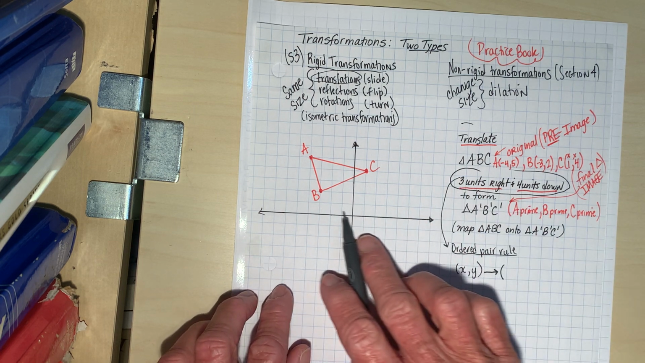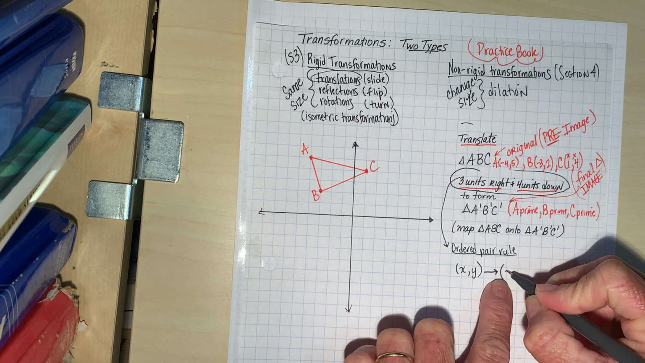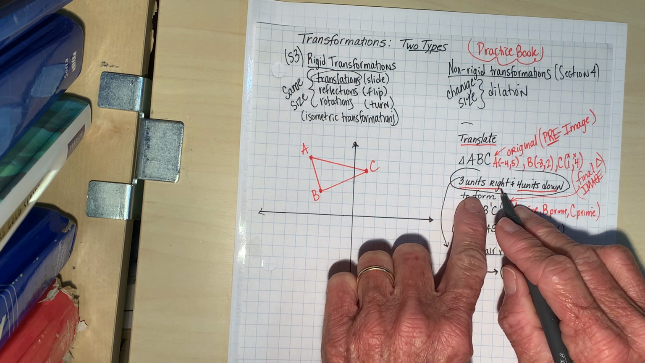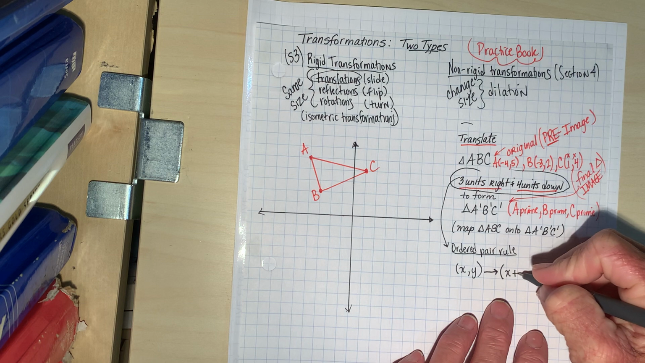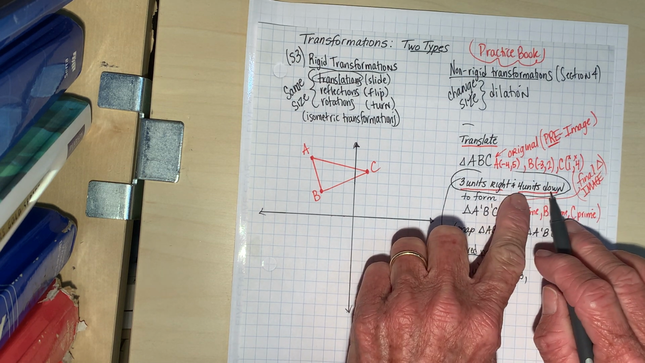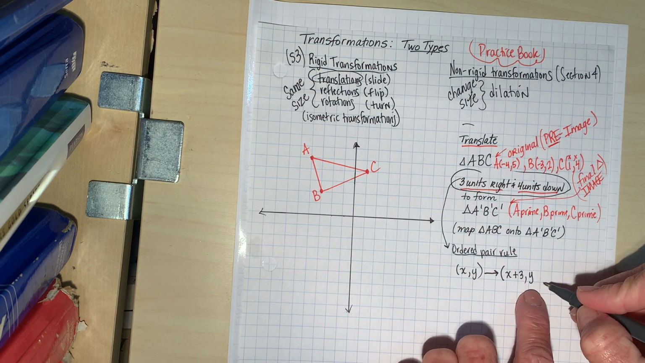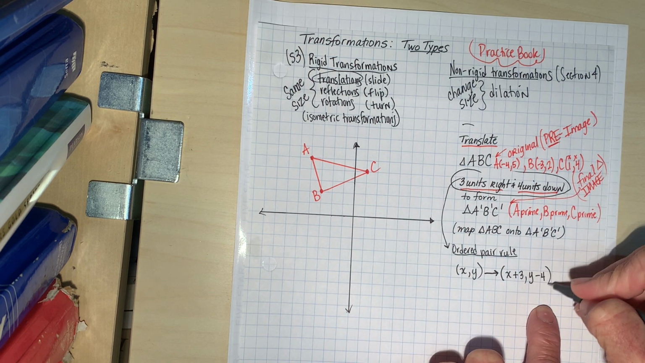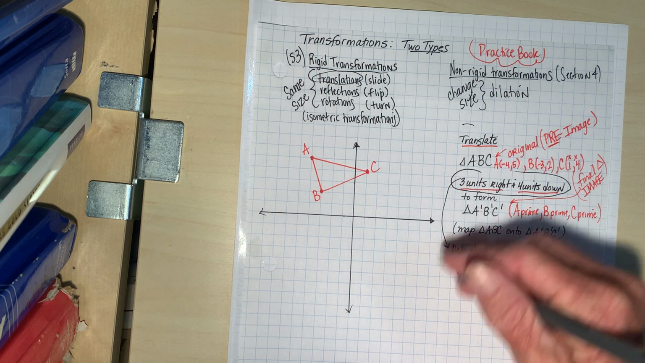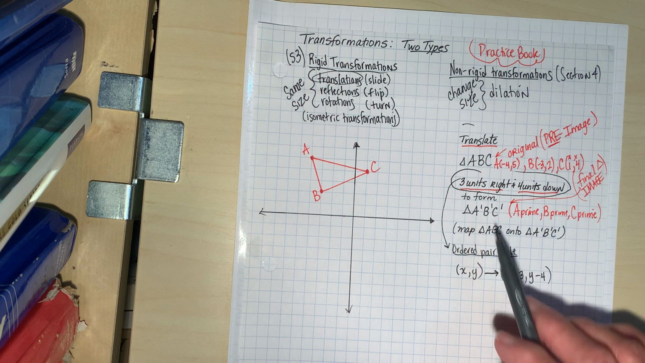And when we move left and right, we're talking about the x-axis, so it's the x-coordinate that's going to change. And going to the right is an increase, so we'll add 3 to the x-coordinates, and then we'll go 4 units down. So we'll take all of the y-coordinates on the original shape and decrease them by 4. This is the ordered pair rule we'll use to come up with triangle A prime, B prime, C prime.